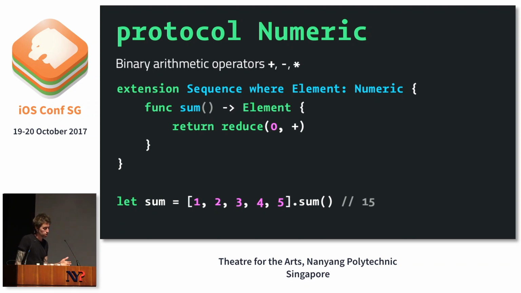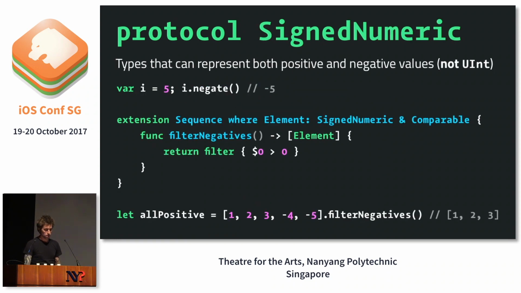We can use this in our own code by defining, let's say, this extension on Sequence. We have an array of numeric types, and we can sum them up. Very simple. SignedNumeric adds this notion of signedness to values. So floats and ints can be signed. This obviously excludes unsigned integer types. Similarly, we can write an extension to filter out negatives from an array. And it's great because this will work with everything that inherits from Numeric.